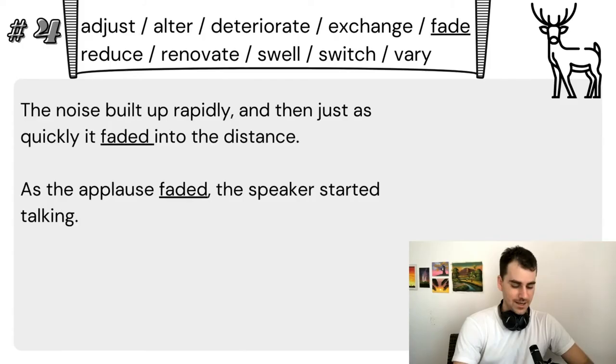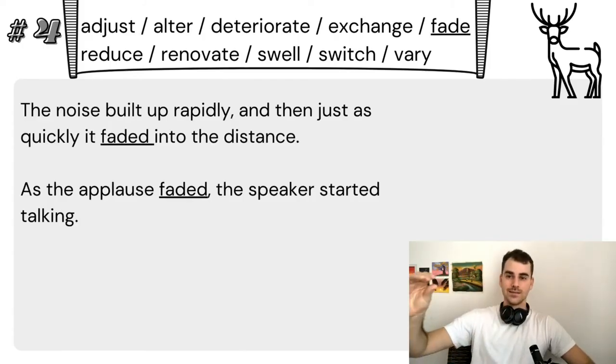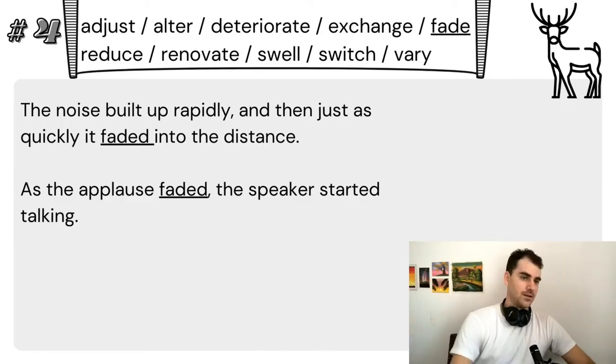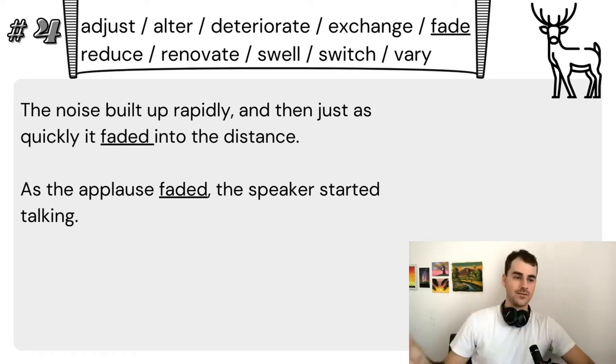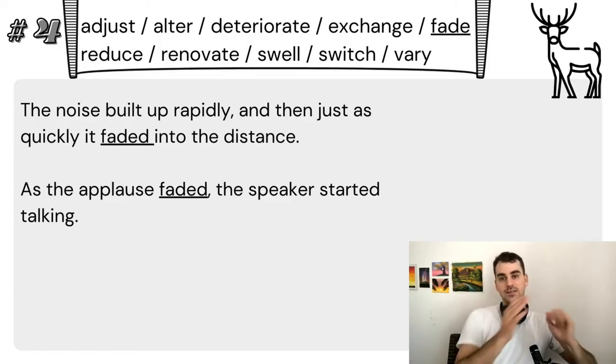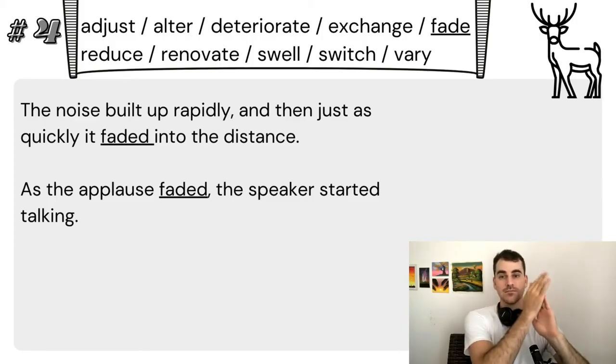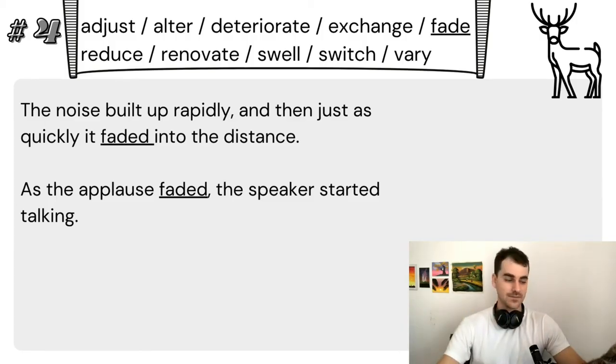Fade. This is when something goes away slowly. The noise built up rapidly, and then just as quickly, it faded into the distance. As the applause faded, the speaker started talking. In both of these examples, we're talking about noise, which is going away, fading away. And if you don't know, applause is after a show or a speech or a movie, the audience applauds. And when they stop doing this, we say the applause faded.